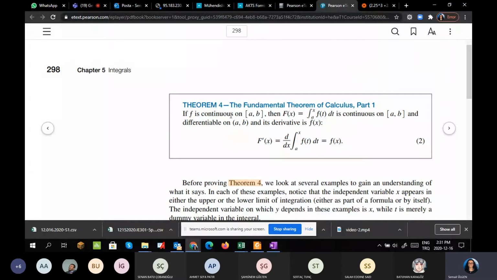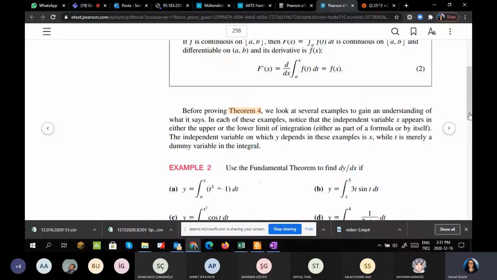Fundamental theorem of calculus part 1 says this. If little f is a continuous function on [a, b], then we define a capital F from a to x of f of t. So by using this little f, we define a new function, capital F. And this capital F is automatically continuous because little f is continuous. And actually it is differentiable, and we can find its derivative. The derivative of this capital F is going to be equal to just little f evaluated at x. That's that simple.